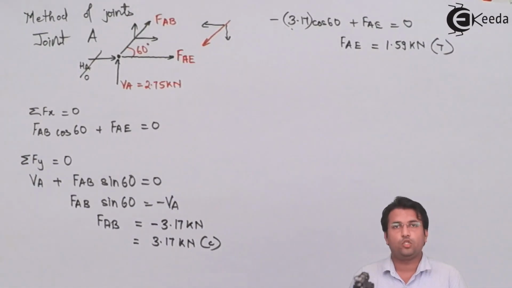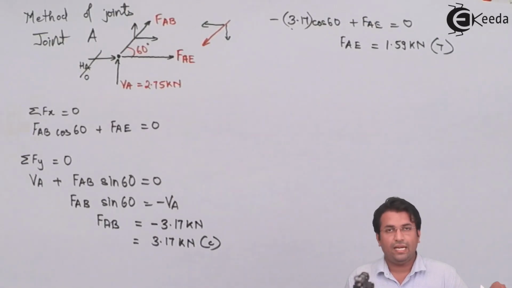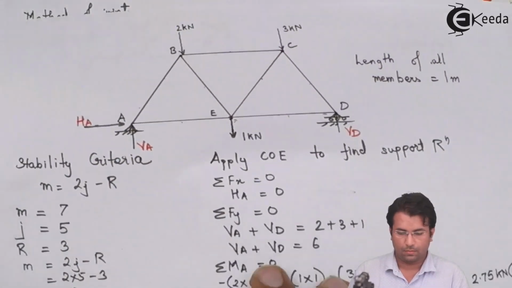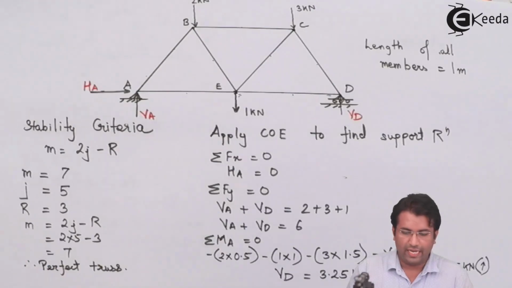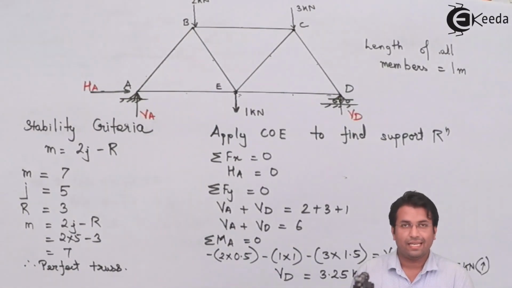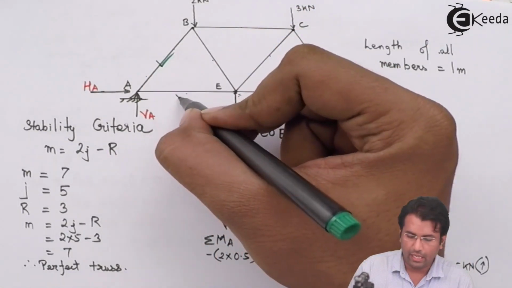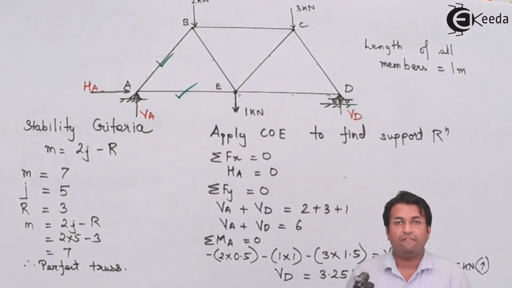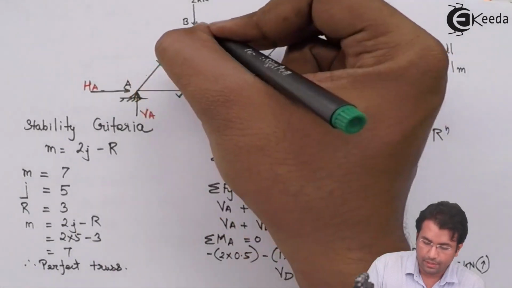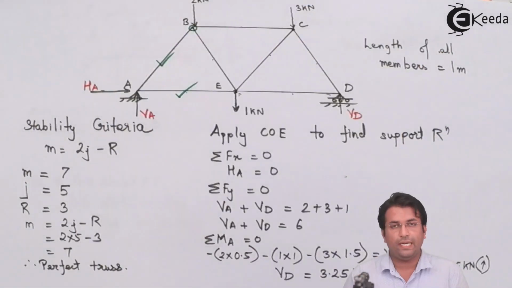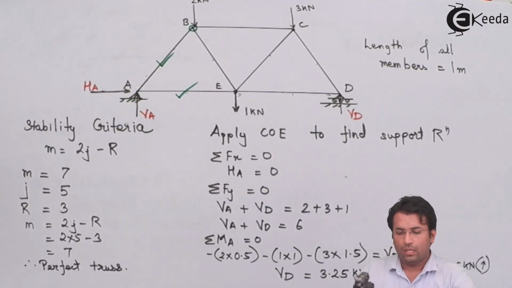Now, using joint A, I have calculated the force in members AB and AE. You can see that this member AB I have already calculated, and AE I have done. Now I will move on to the next joint, that is joint B. If I move on to joint B, what is going to happen in that case? How many unknowns do I have?